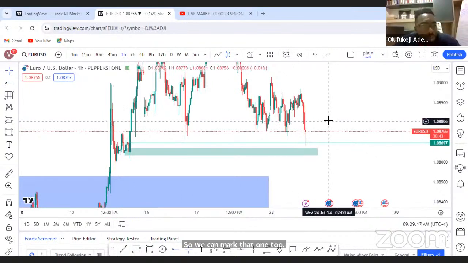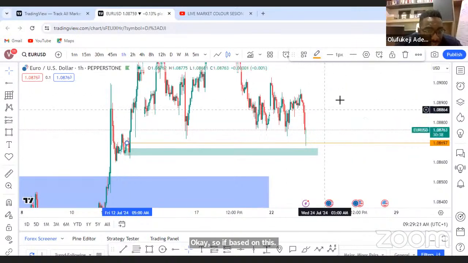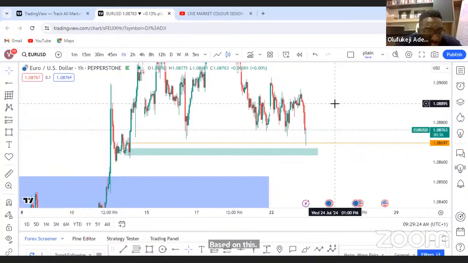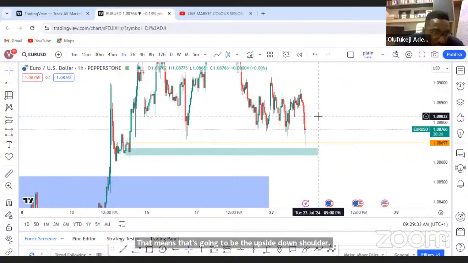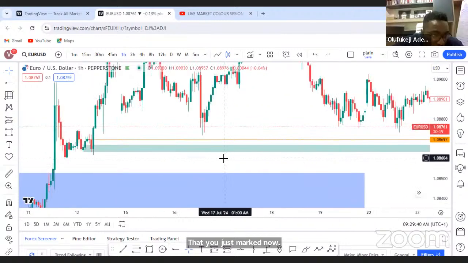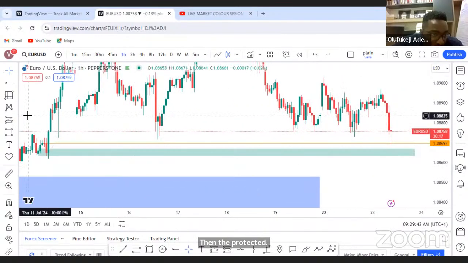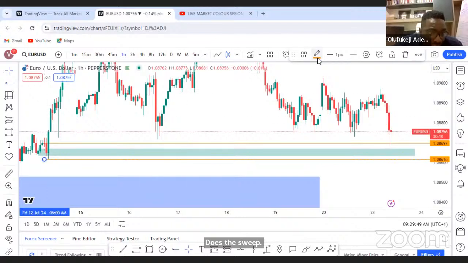Okay, so based on this, if this move to the downside is a sweep of liquidity, right? That means that's going to be the upside down shoulder. So let's see the upside down shoulder that you just marked now. Then the protected low. Okay, so that's the shoulder there. That's the sweep. That's the break of structure to the upside.